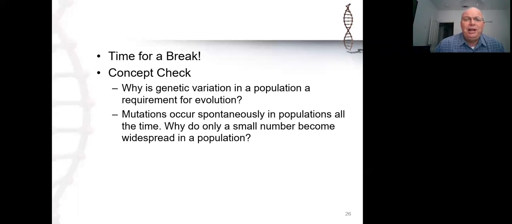So why is genetic variation in a population a requirement for evolution? Well, what you have to remember is that it is phenotypic variation that natural selection works on. That's the raw material for natural selection. And phenotypic variation is only going to occur if there's an underlying genetic variation.